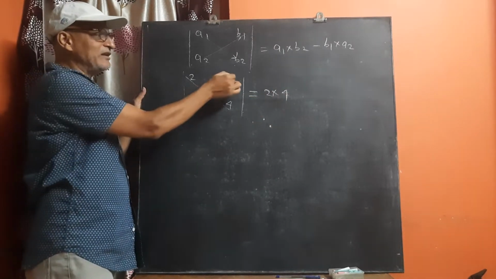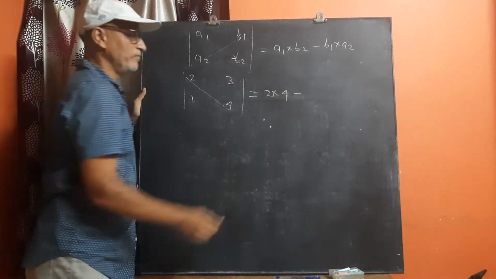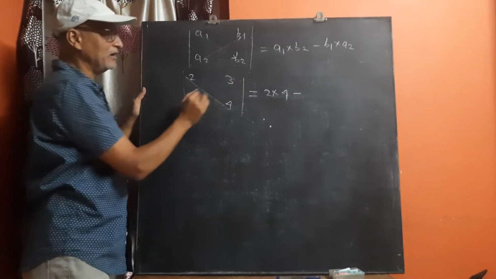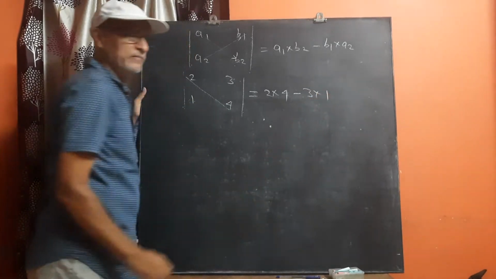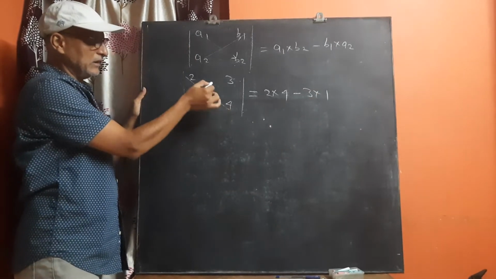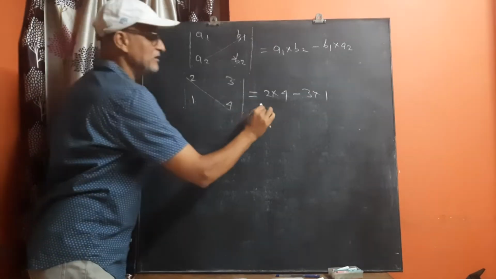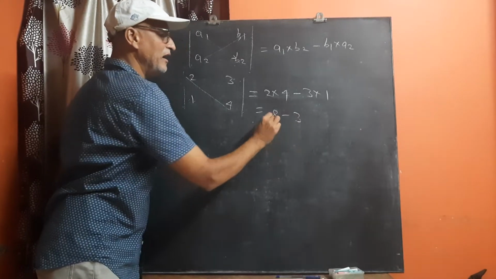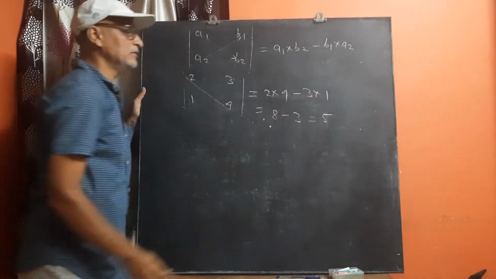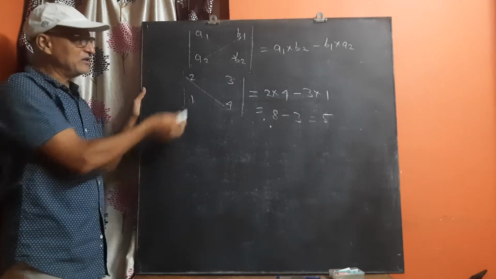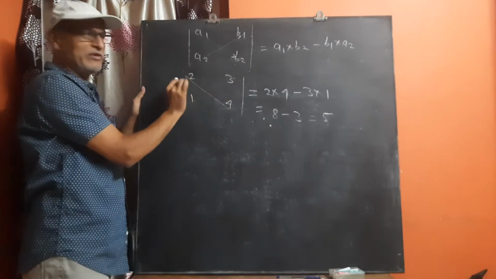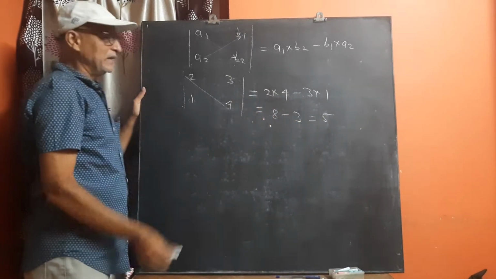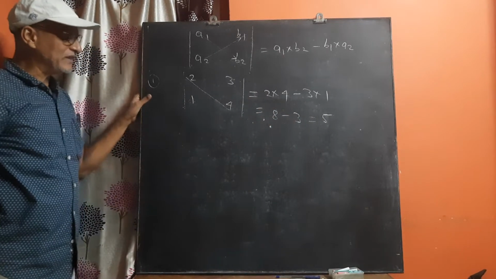You have to always put the minus sign there. Minus product of reverse diagonal elements. The reverse diagonal elements are 3 into 1. 2 into 4 minus 3 into 1, and that is equal to 2 into 4 is 8 minus 3 into 1 is 3, and 8 minus 3 equals 5. So the solution or simplification of this determinant having the elements 2, 3, 1, 4 is 8 minus 3, that is equal to 5. Let us consider the second example.